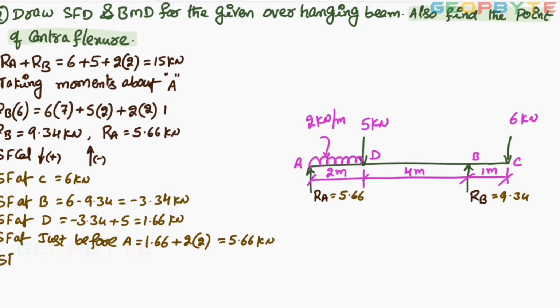kilonewtons. Then SF at exactly A equal to, already 5.66 is there, minus 5.66. At A, RA is there, that is acting vertical upwards. Vertical upward force should be taken as negative. So it must be equal to 0.